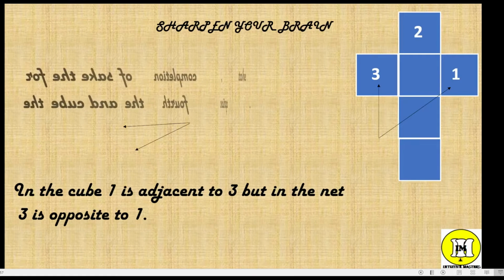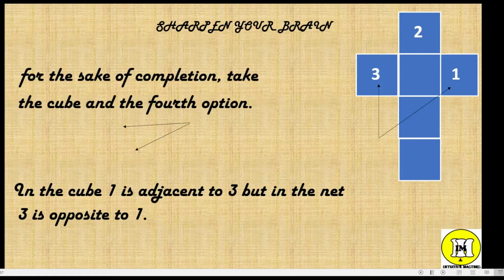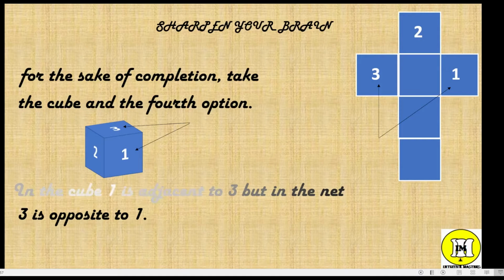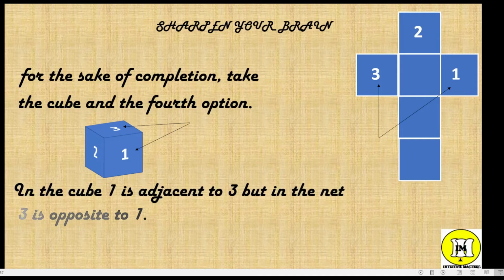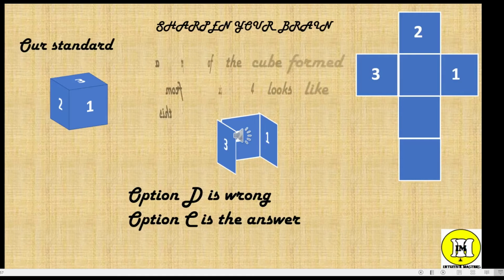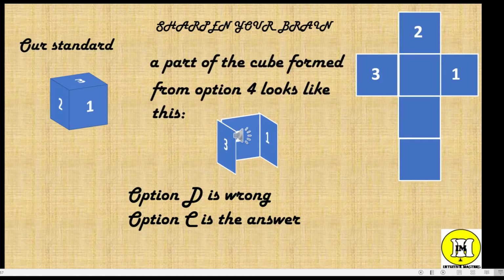For the sake of completion, take the cube and the fourth option. In the cube, 1 is adjacent to 3, but in the net, 3 is opposite to 1. A part of the cube formed from option 4 looks like this. Option D is wrong. Option C is the answer.